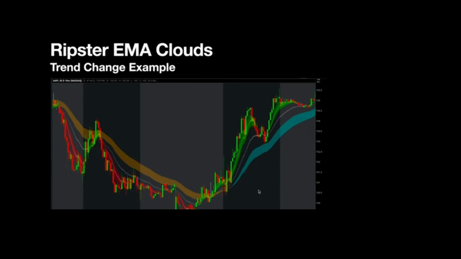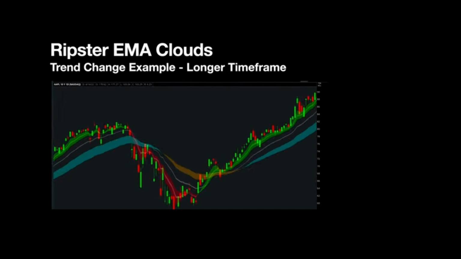So this is a good example of Ripster's golden rule in action. We're moving from bearish price action to bullish price action. And you can see that 34-50 flips from orange to blue. So it's a nice visual representation of what's going on when you see trend change. And this is a longer time frame.